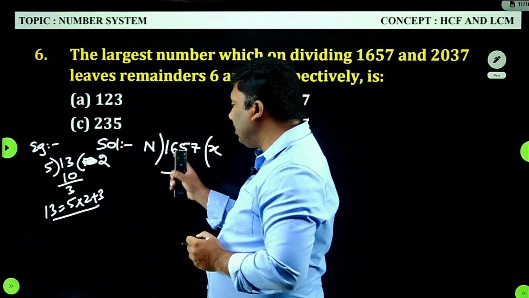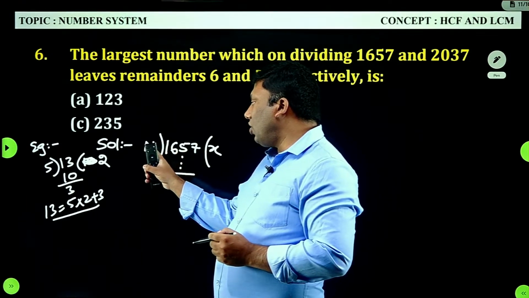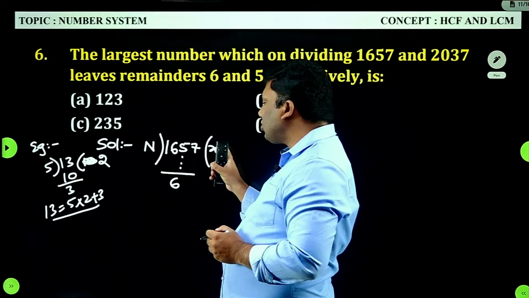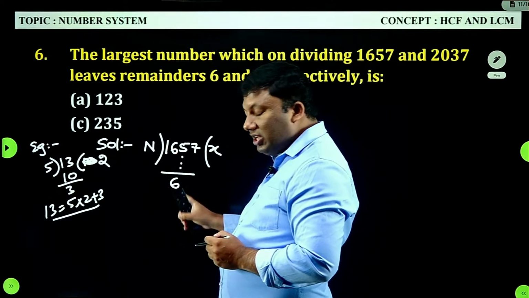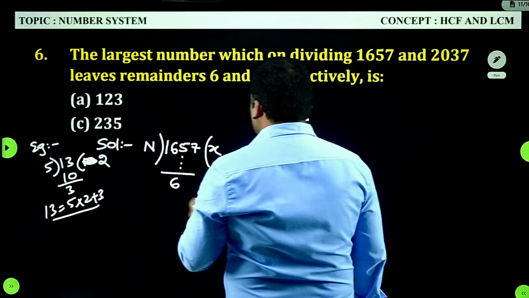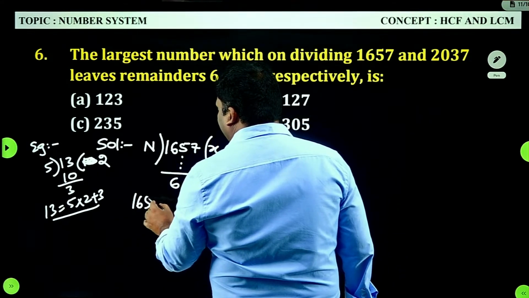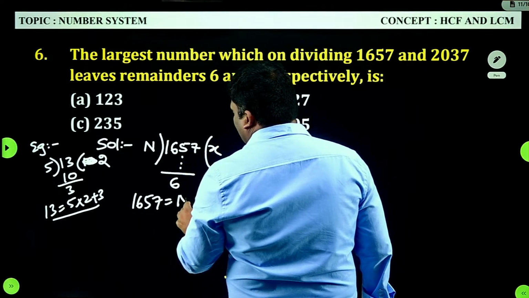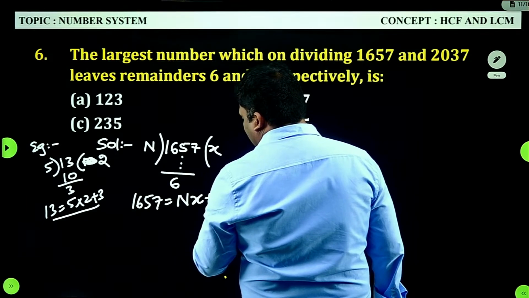This is called the dividend. This is called the divisor. This is called the quotient. This is called the remainder. So 1657 will be n into x plus 6.